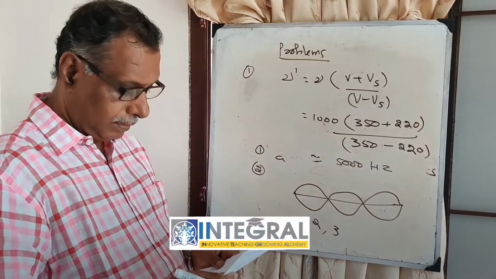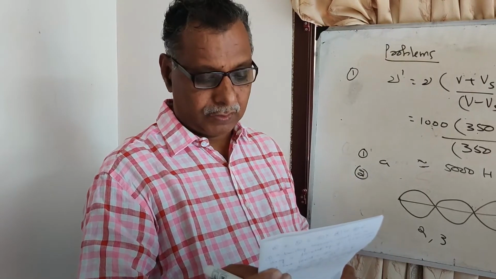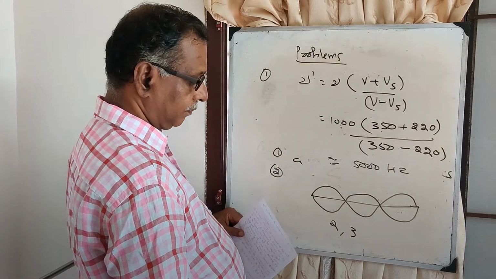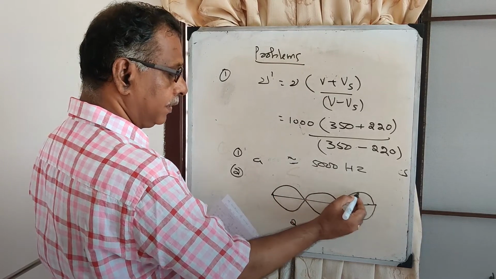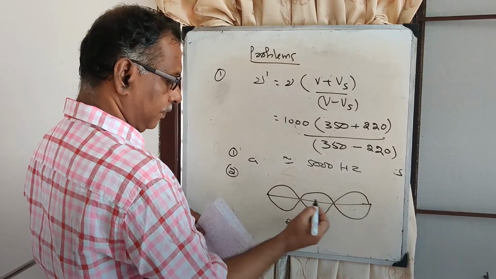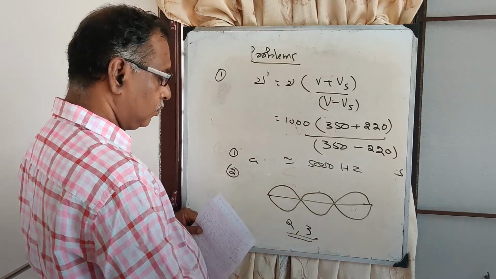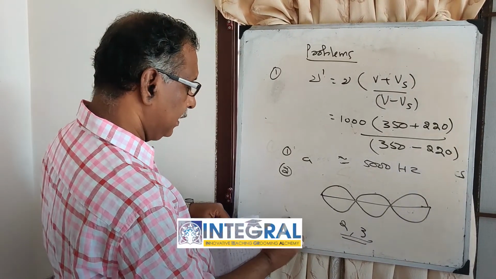Second question: if a stretched wire is vibrating in the second overtone, then the number of nodes and antinodes between the ends of the string are? It is vibrating in the second overtone, so the figure is like this. There are 2 nodes and 3 antinodes in between the junctions. Therefore, the answer is 2 and 3, which is option D.